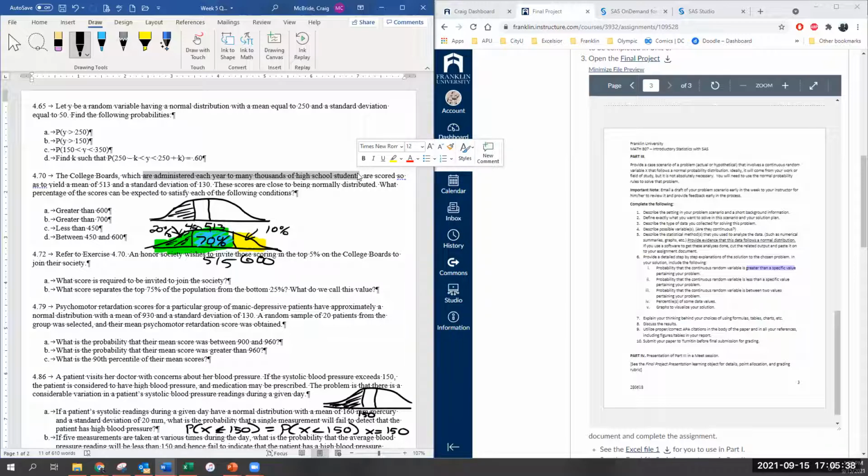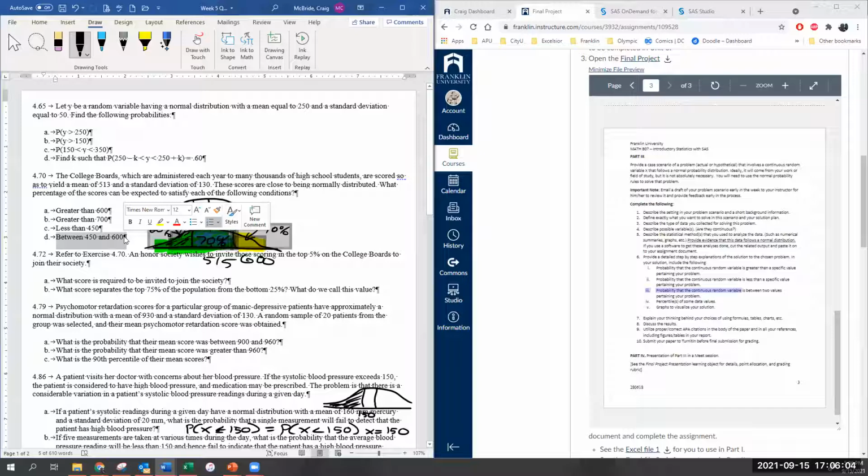You can pick that. Your specific value can be 250. Your specific value can be 25. Your specific value can be anything, right? So the less than, just like this question, less than 450. The probability that the continuous random variable is between two values. That sounds an awful lot like this question, right? So you're just doing the same stuff we're doing in the homework, you're just now doing it under the guise of your research, right?